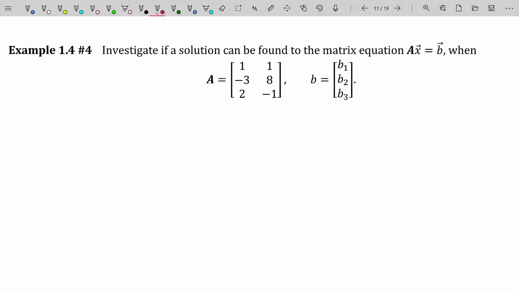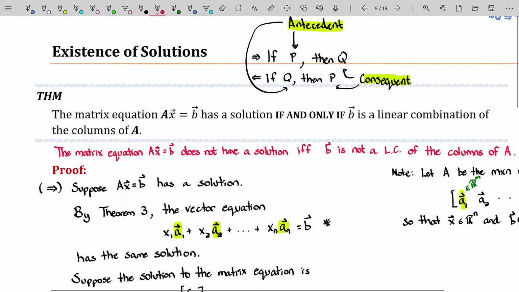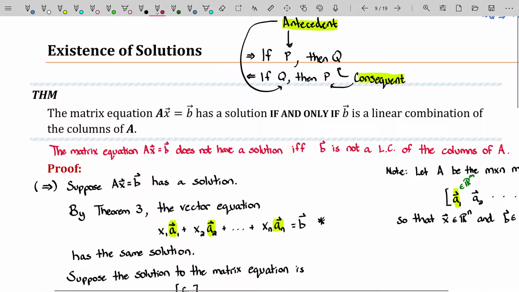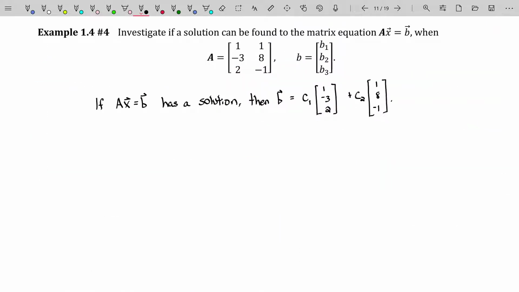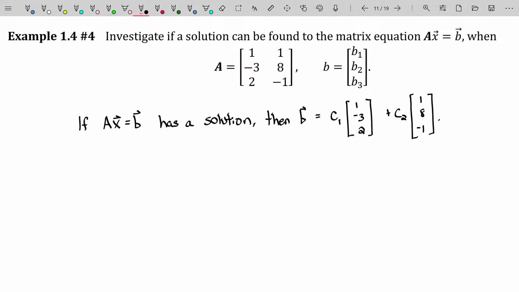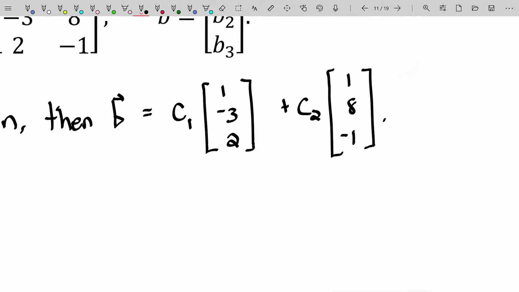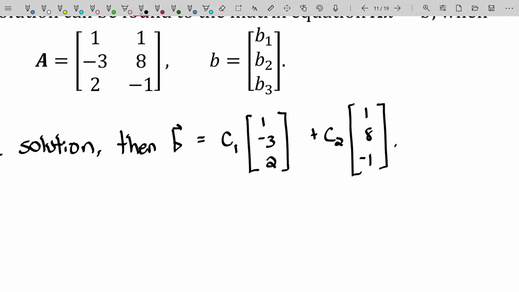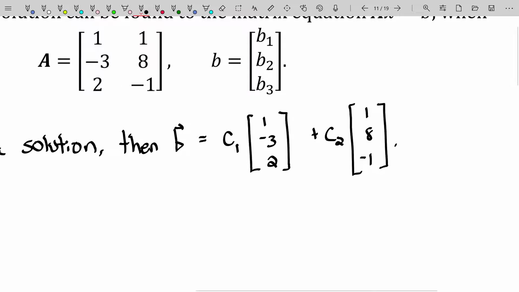And if you're watching these videos in the order in which I produce them, then you might guess that we are going to use this theorem right here: the matrix equation AX equals B will have a solution as long as B is a linear combination of the columns of the matrix A. So just reiterating that theorem, if AX equals B has a solution, then the vector B is a linear combination of the columns of A that you see up there to the left.